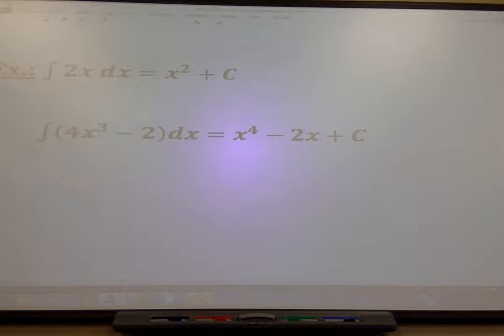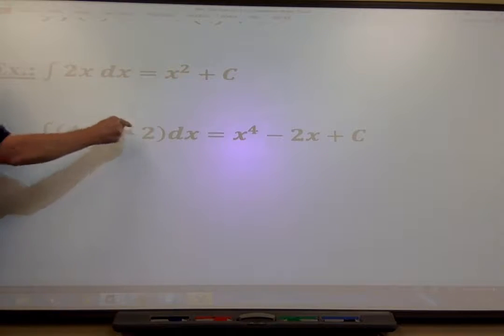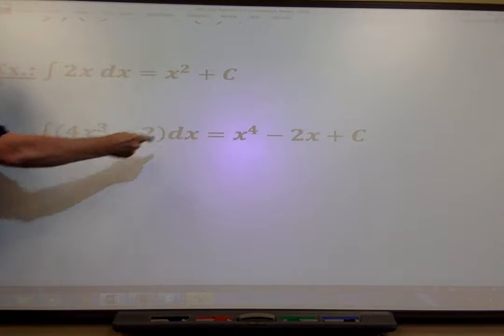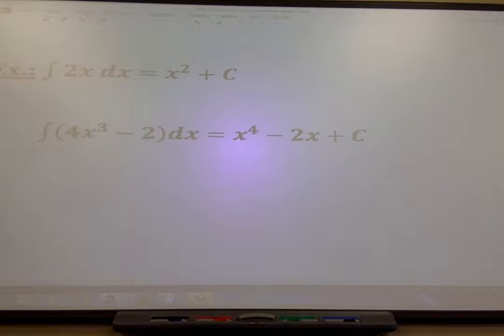Do we always have to tag on the dx? What if this was like 4y cubed minus 2, you would have dy there. Or if it was something like 4m cubed minus m dm, they're just saying with respect to that variable. We call that the differential with respect to x, and it's going to have a different meaning in two sections. But right now, just think of that as with respect to the variable x. Okay?